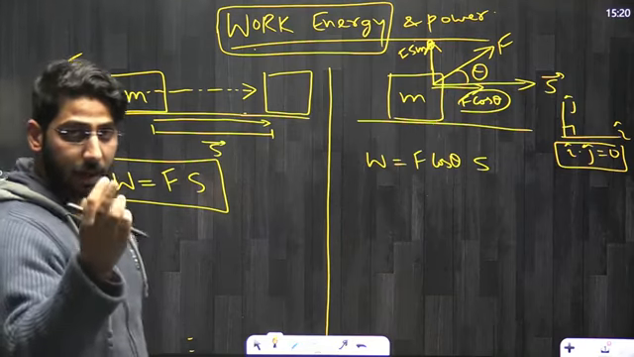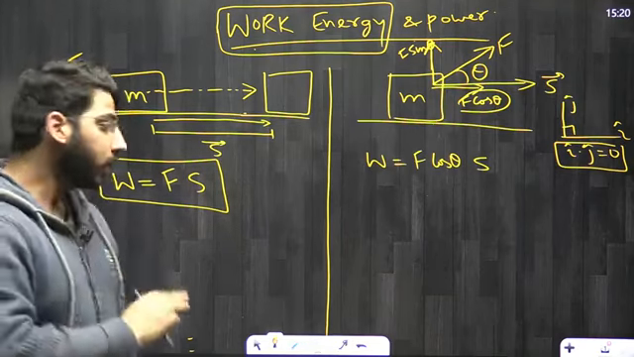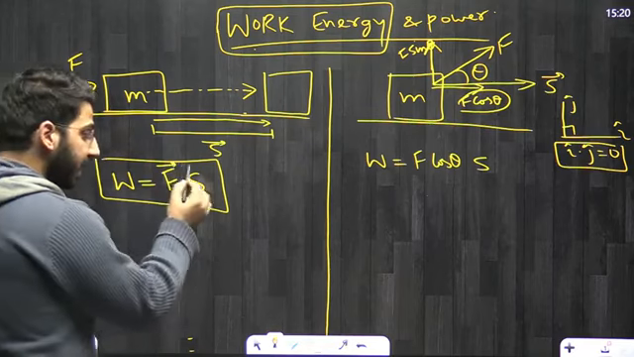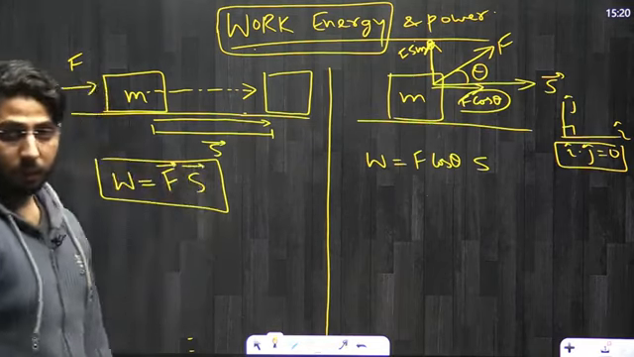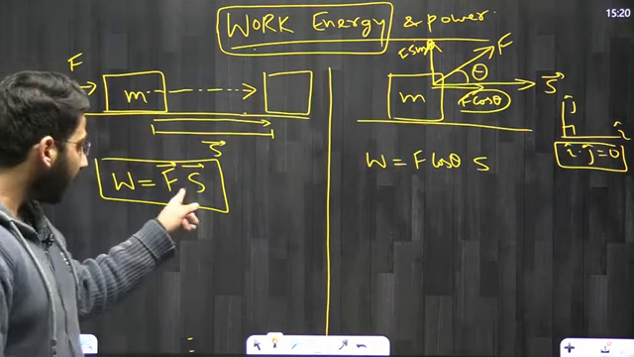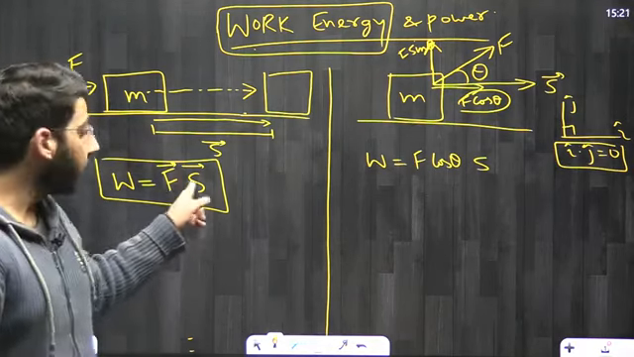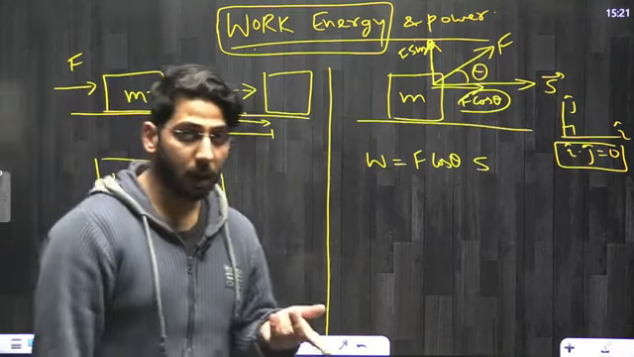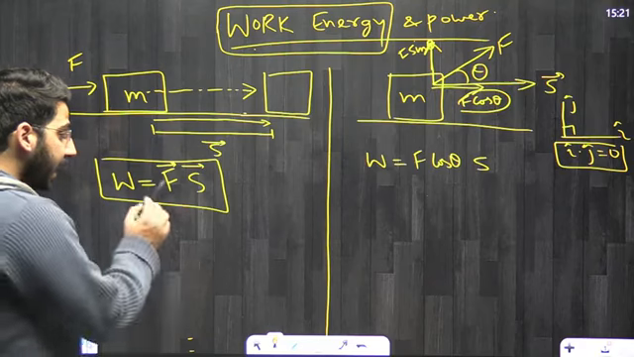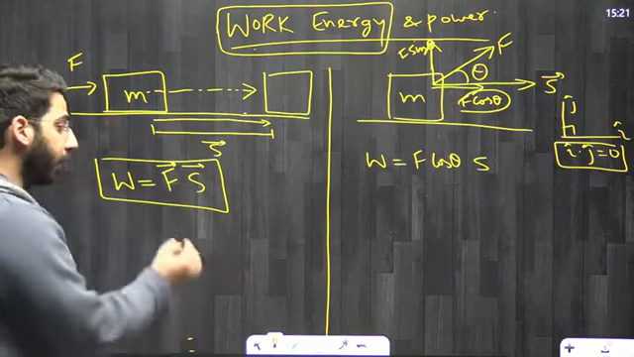See, here you can clearly see that work, force, displacement, three terms are there, three parameters are there. But you know clearly that force is a vector quantity and displacement is a vector quantity. And there cannot be ordinary multiplication between two vectors. So either it's a dot product or it's a cross product. Now, what should it be here? It should be a dot product.